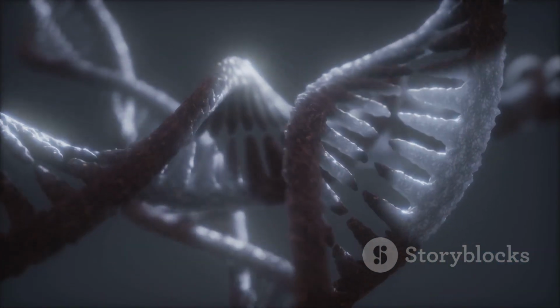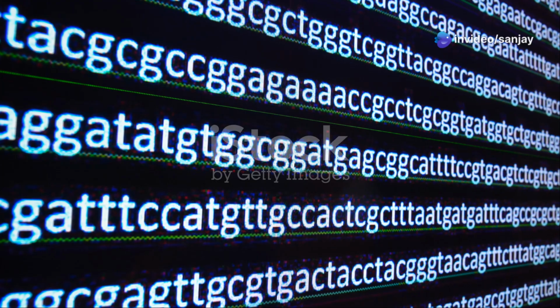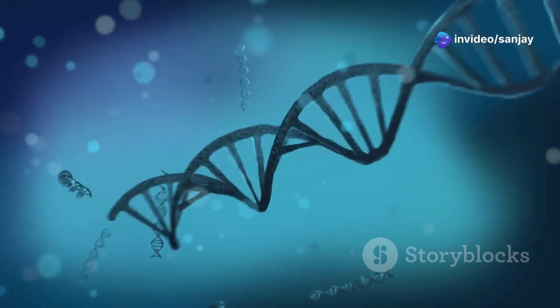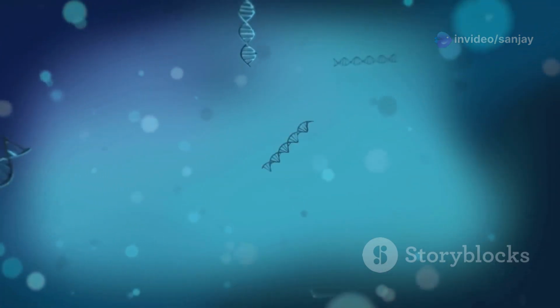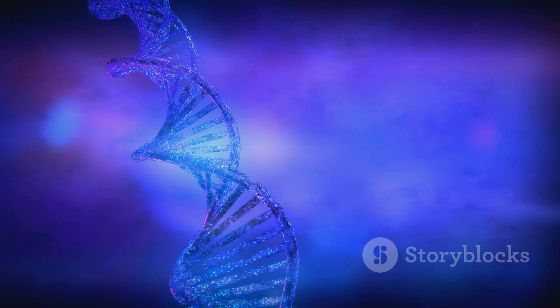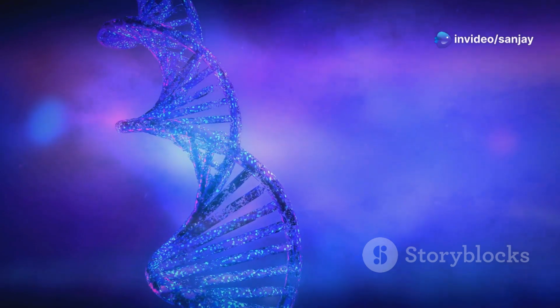The sequence of these base pairs along the DNA molecule forms the genetic code. Think of it as a language with only 4 letters: A, T, G, and C. Just like letters combine to form words and sentences, these bases combine in specific sequences to create genes. Genes are segments of DNA that provide instructions for building specific proteins.